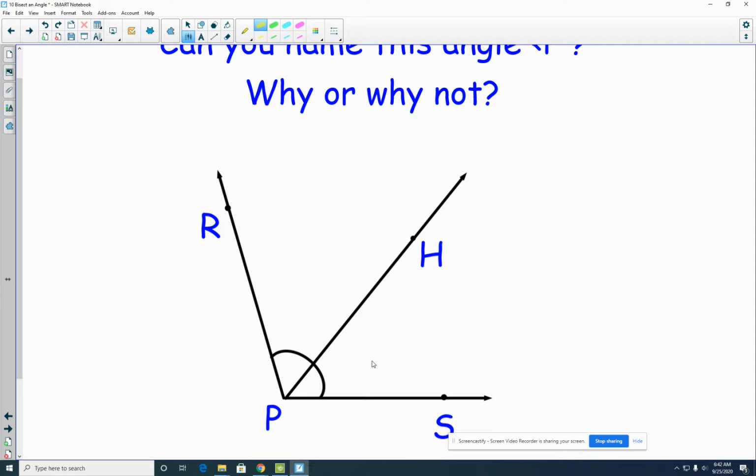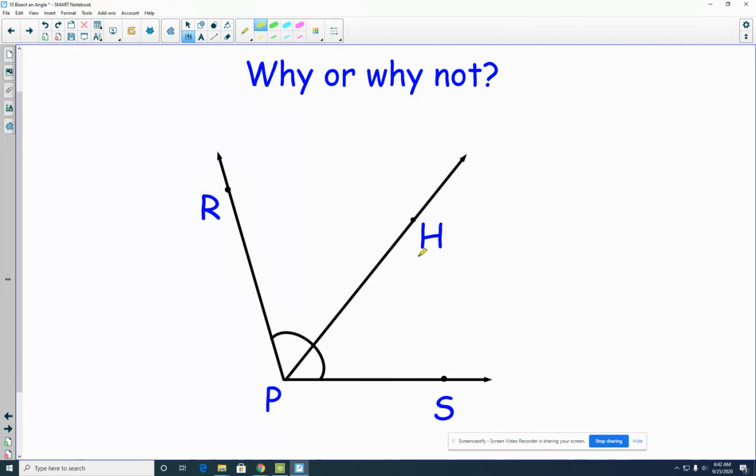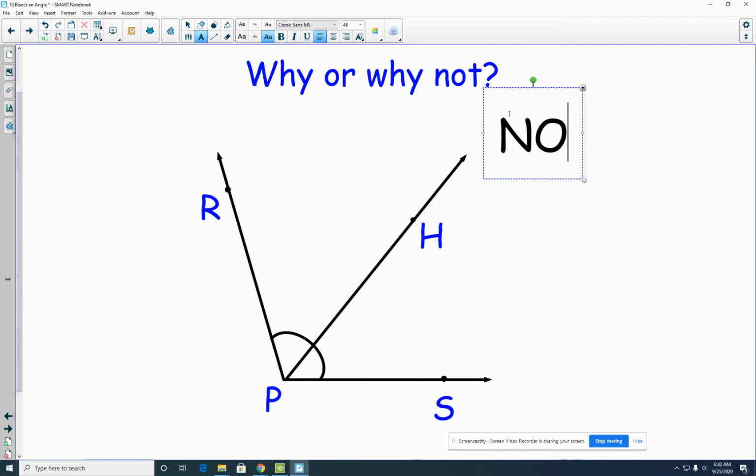Could you name this angle, angle P? And then why or why not? So let's go through this. Could I name this angle P? If I said angle P, you would probably say, Miss M, which angle is angle P? Because I'm looking at this and I'm saying, all right, angle P, is she saying this here, or the whole angle? So the answer is actually no. In a case like this, you cannot name this angle, angle P. And the reason being is because angle P would really give me 3 angles.